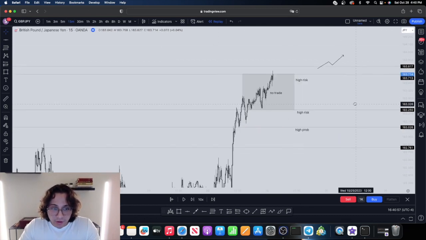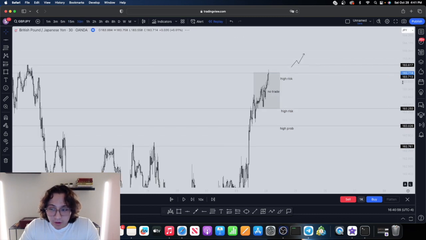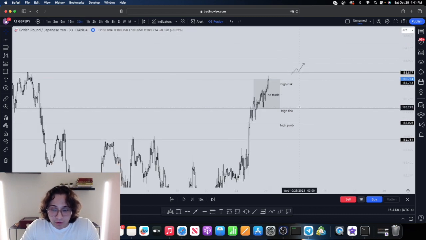Once we got that 2 a.m. candle, I already marked up everything. What I'm simply going to be waiting for is the break under here, or the break under here, to continue the sells.